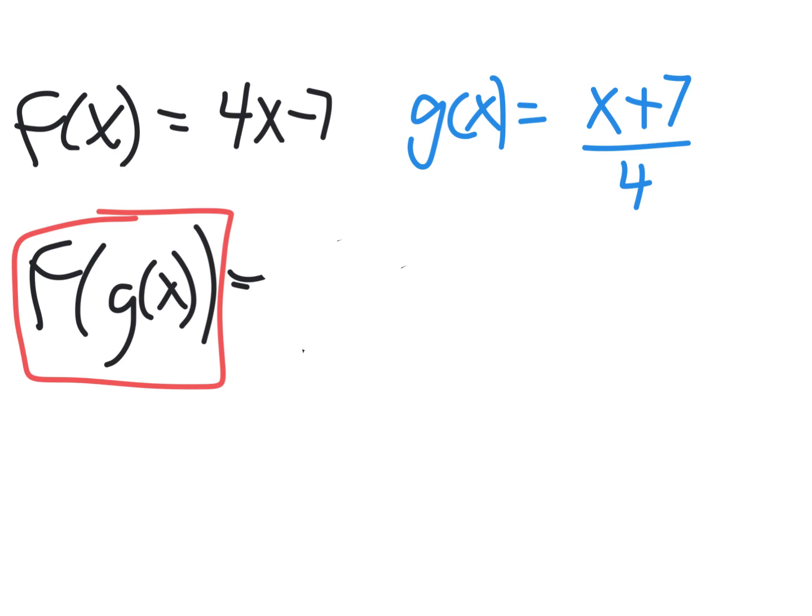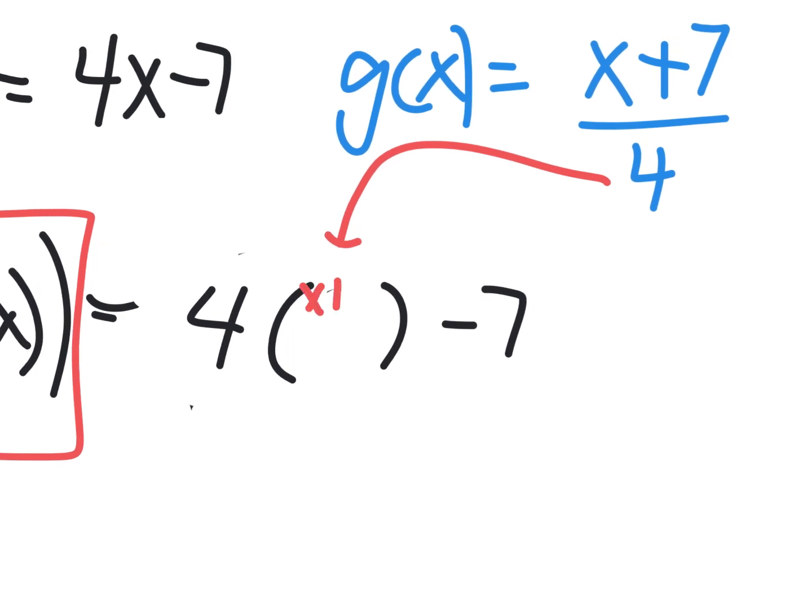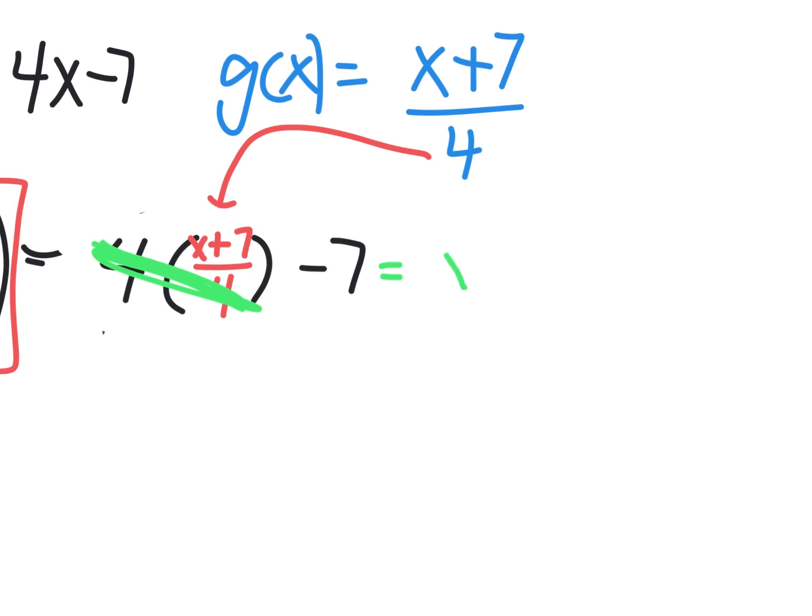So f of g of x, here's the f function. I'm putting in parentheses where the x was, and then I'm going to drop in this function in there: x plus 7 over 4. Now you have to know what can cancel first. The kid who cancels the 7 first gets this problem marked wrong, because that 4 and that 4 can cancel first. Then you need to have one step of simplifying it, and then you can say it equals x.